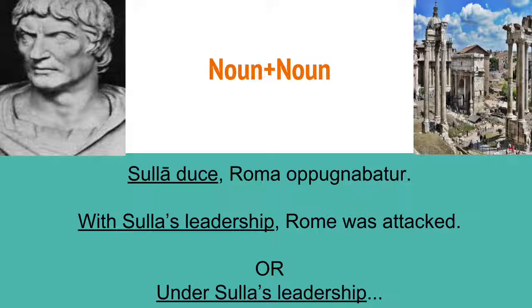The next ablative absolute is a noun plus a noun. So the sentence is Sulla duce Roma oppugnabatur. So the ablative absolute is Sulla duce, which translates as with Sulla's leadership or under Sulla's leadership. So Sulla is the noun and duce is another noun, but you just have to figure out which way they translate. So you can do that either way, and the complete sentence is, with Sulla's leadership, Rome was attacked. Or, under Sulla's leadership, Rome was attacked. Either one is perfectly fine.